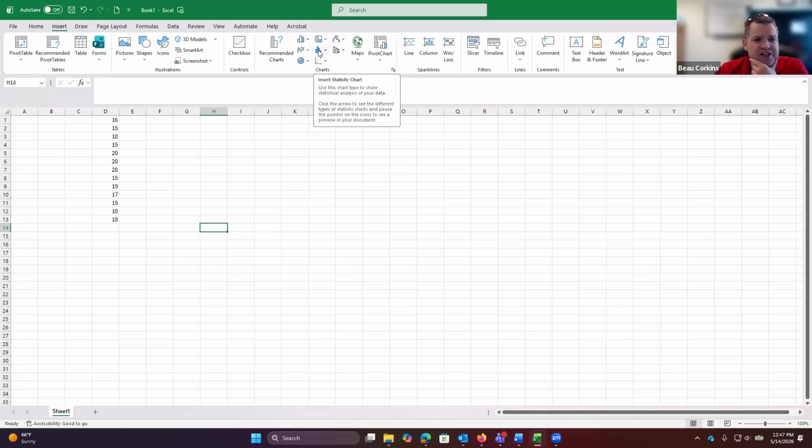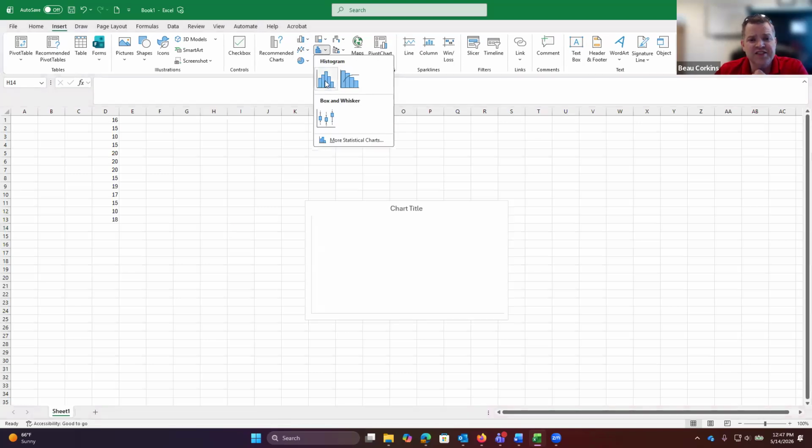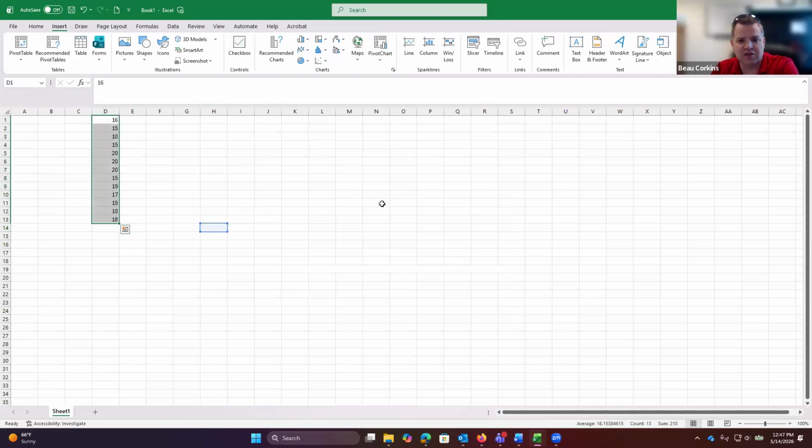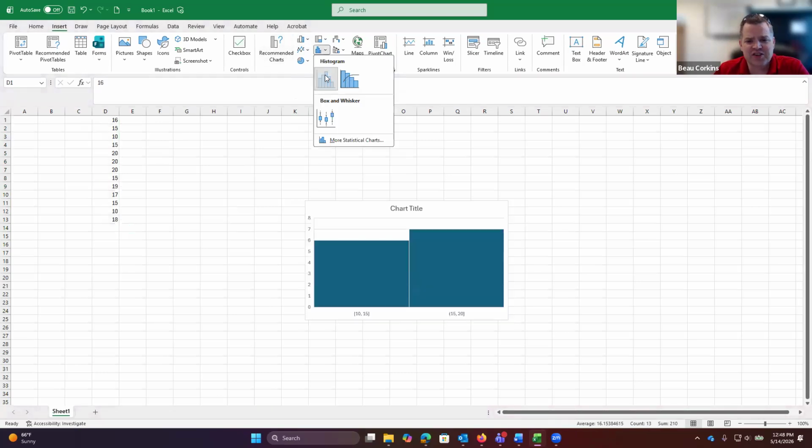All right, so we go into Insert right here, Statistic Chart, and Histogram. So just grab this one and select the values. Select the values, then go Insert Histogram.